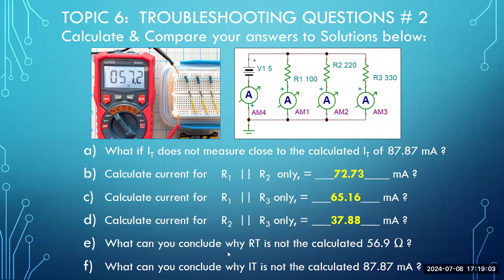So E, what can you conclude why RT is not close to the calculated 56.9 ohms? There's a fault with one of the branches or more of the branches. Second question, what can you conclude why IT is not the calculated 87.87 milliamps?